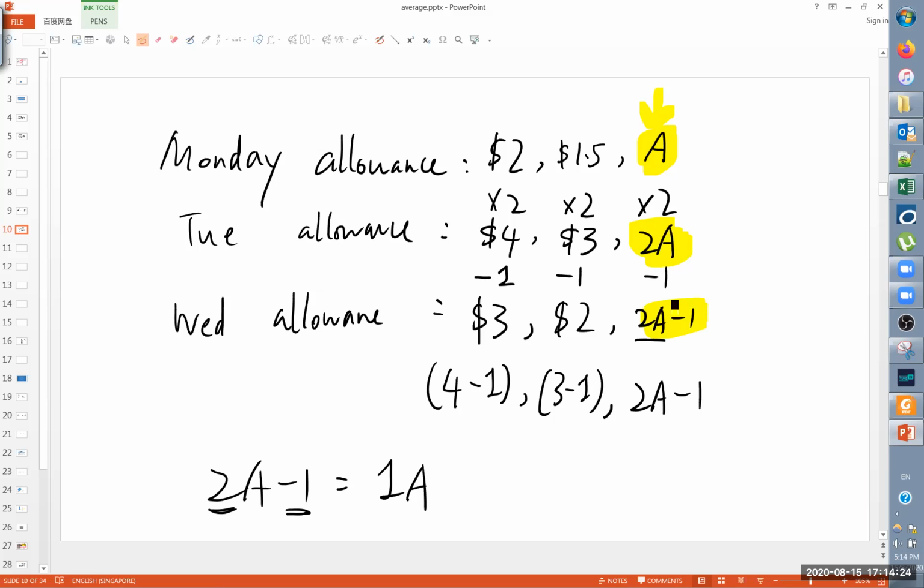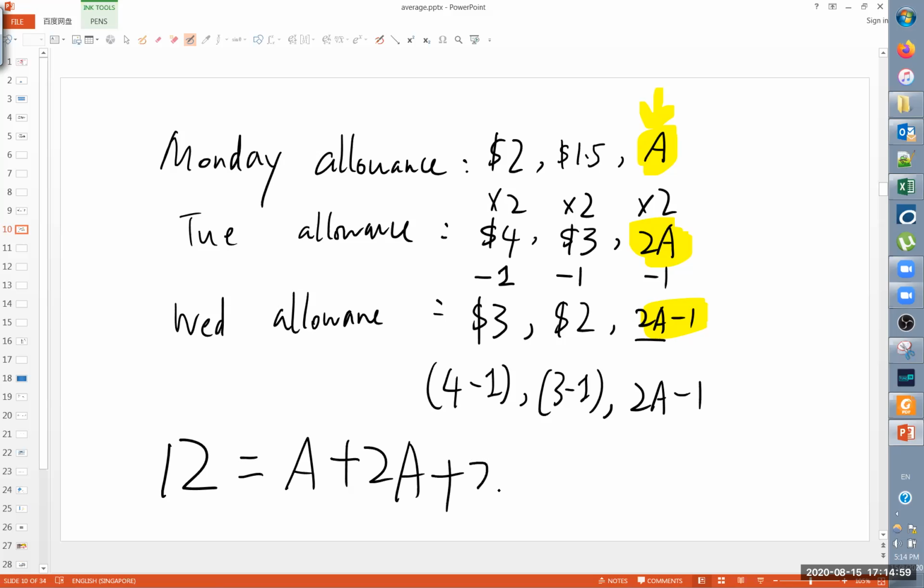If I tell you the total for Monday, Tuesday, Wednesday is 12, can you find out what A is? Total is 12, right? So how do you find the total? Which one adds with which one? A plus 2A plus 2A minus 1. Very good.